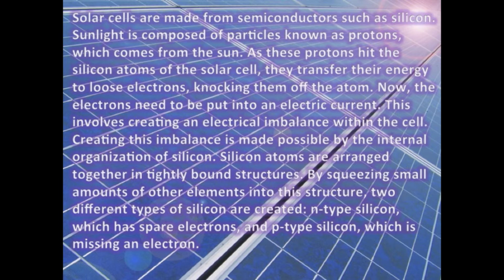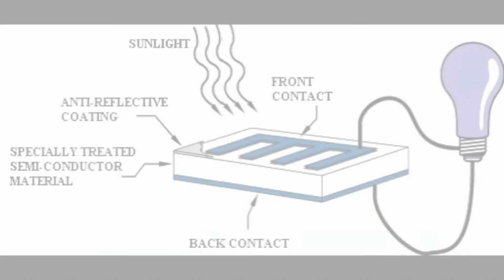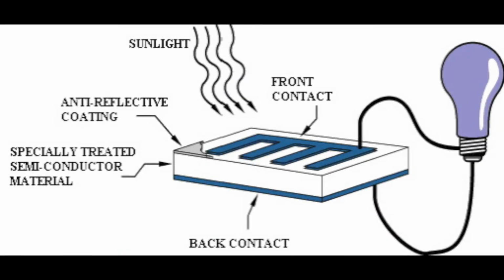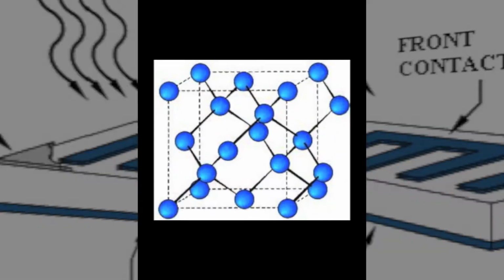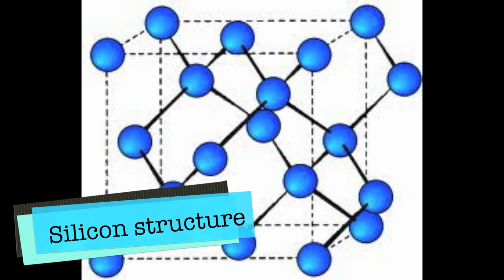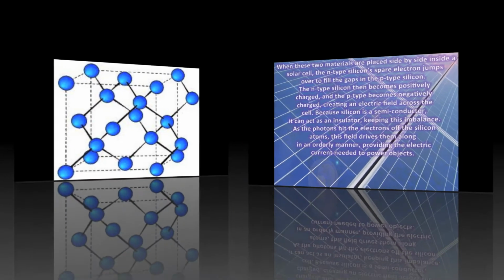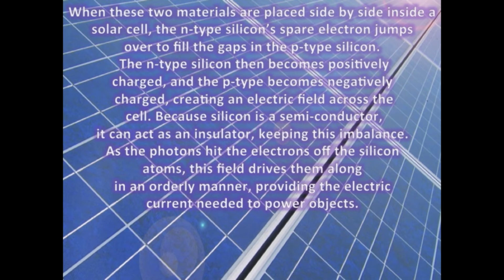Silicon atoms are arranged together in tightly bound structures, by squeezing small amounts of other elements into this structure. Two different types of silicon are created: N-type silicon, which has spare electrons, and P-type silicon, which is missing an electron. These two materials are placed side by side inside a solar cell.